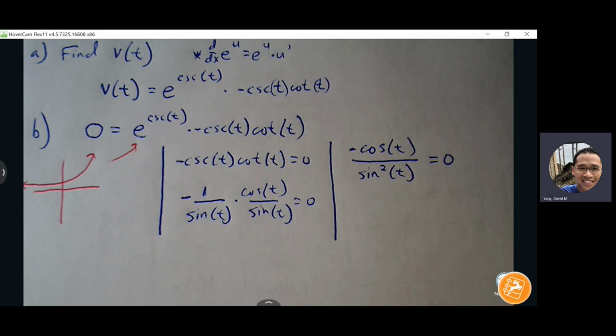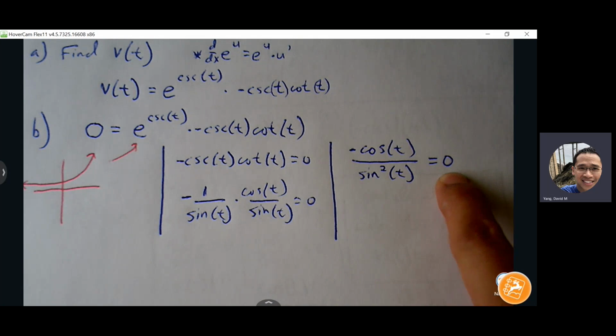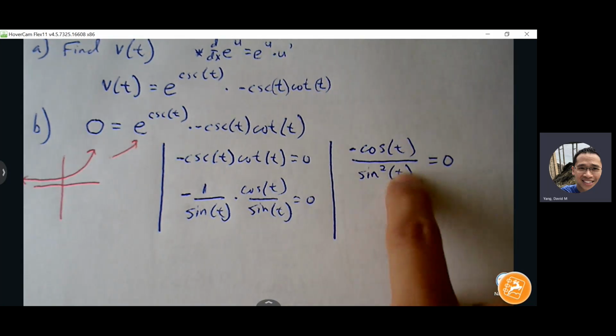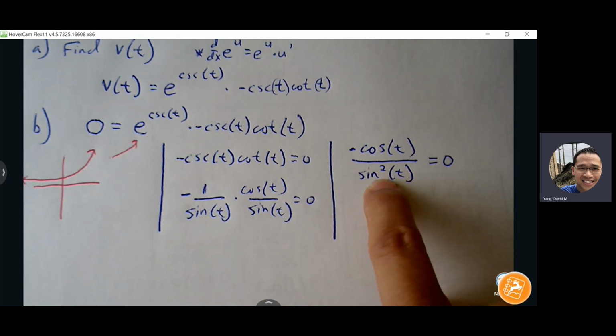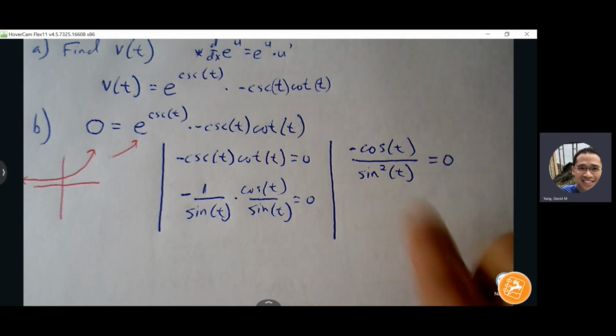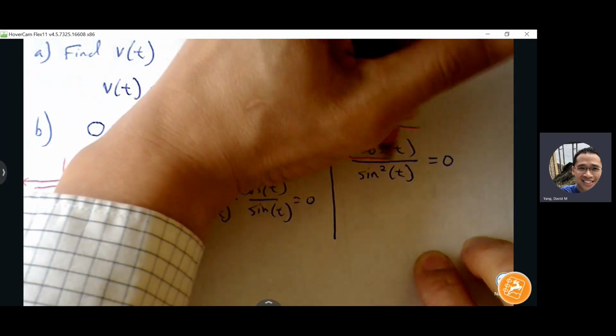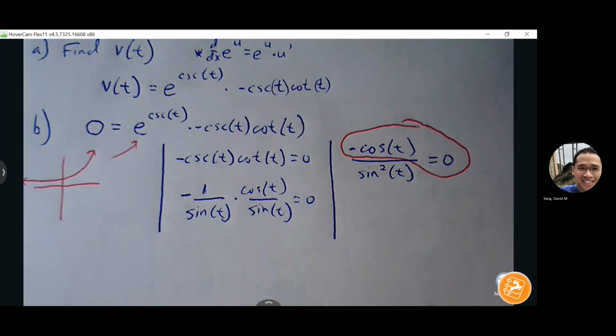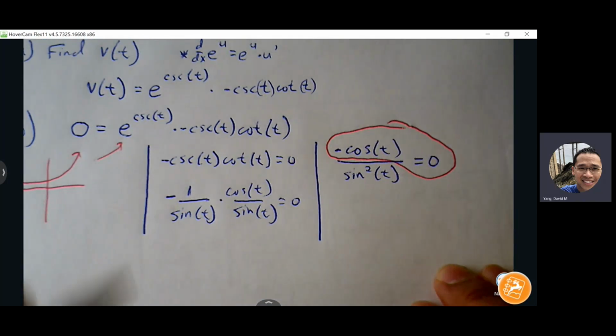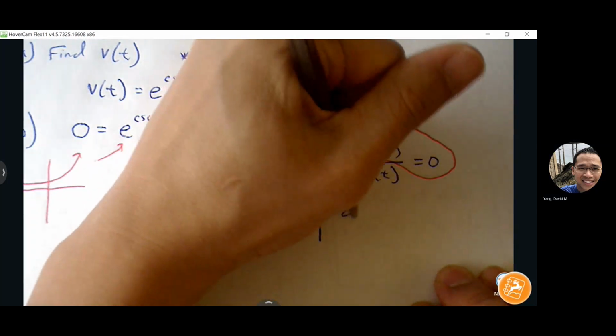But if I'm down to this point, what am I really looking at though? Just the numerator, right? Based on looking for an x-intercept, I'm not going to find it from a denominator, right? If I set my denominator to zero, then I'm looking for where velocity is undefined. We don't want that. We want where velocity is zero. And so I set negative cosine equal to zero.